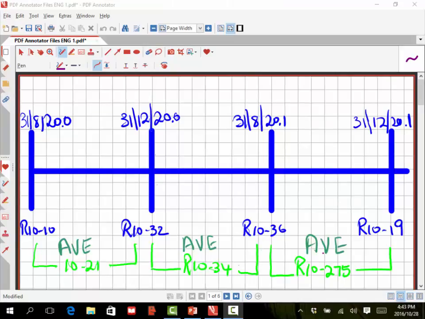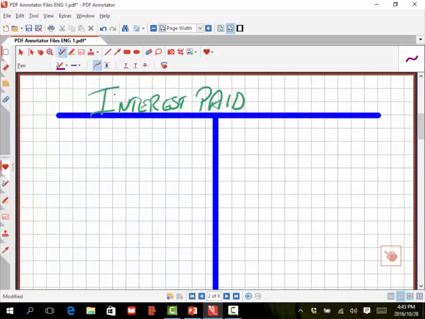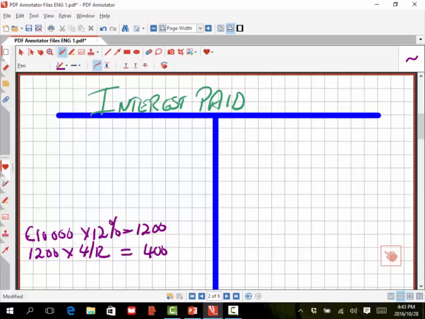We now need to calculate the interest payable for the 4 months from 31 August until the end of December. So it will be for that period. So therefore we'll have to go and do the calculation. Now we know that it is 10,000 euros times 12%, because that is your interest rate. So your interest for a year will be 1,200. But as this is only for 4 months, we will multiply it by 4 over 12, and our interest is 400 for that period. Now that is the euro value. So what is the rand value?